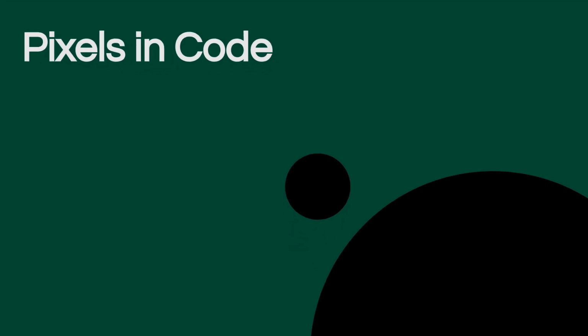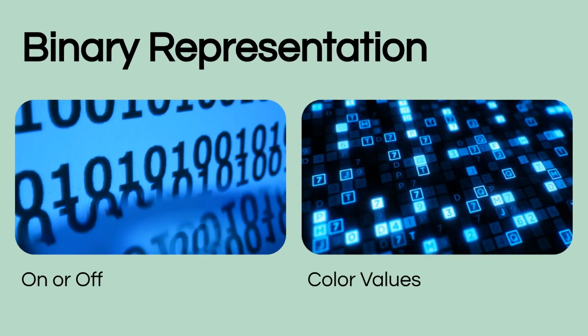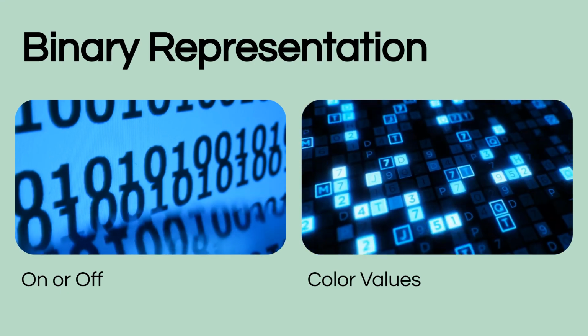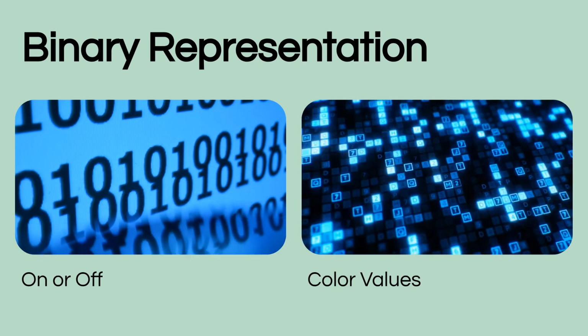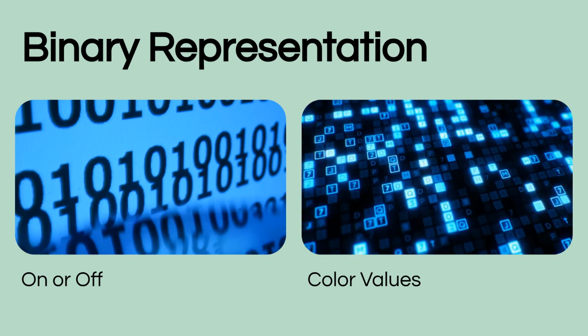Now, let's dive into how these tiny dots are represented in the digital world, starting with the very code that brings them to life. In the most basic sense, a pixel is stored as a numerical value in a computer's memory, usually in binary. Each pixel's color and intensity are assigned specific values, often represented by a combination of bits that tell the computer what color to display.